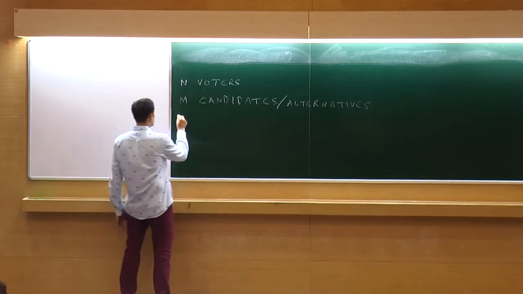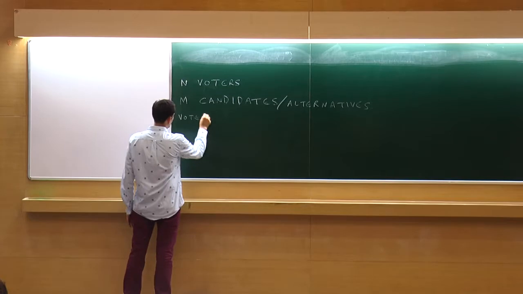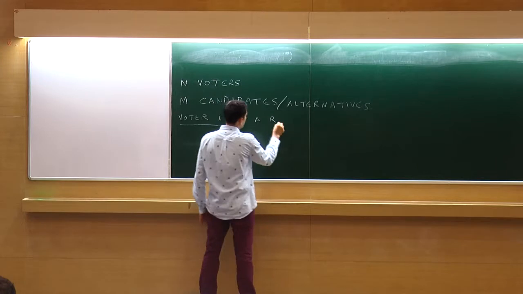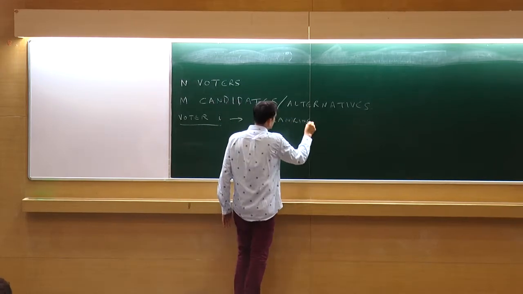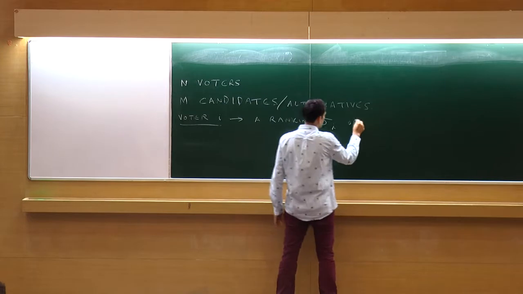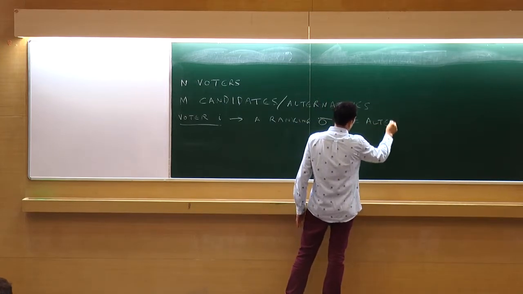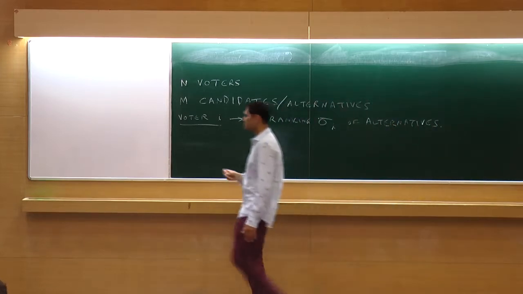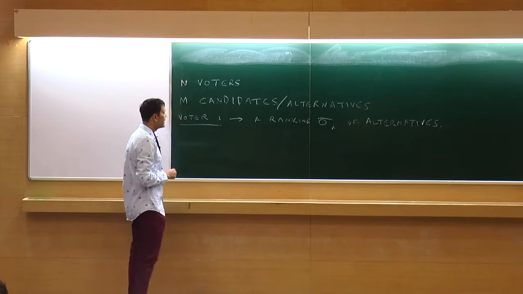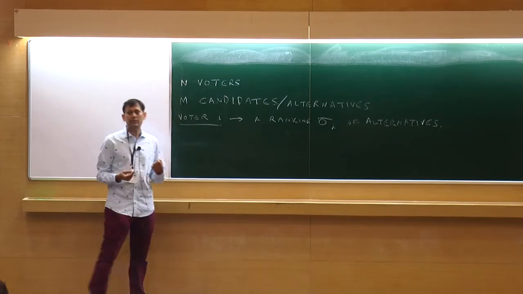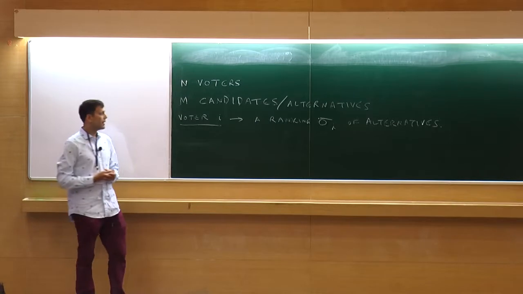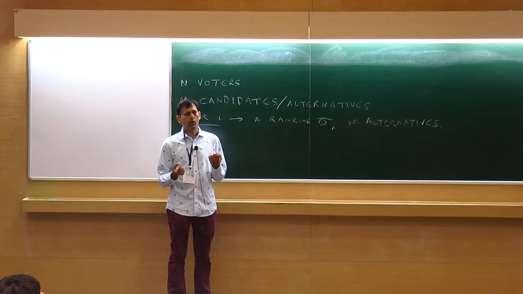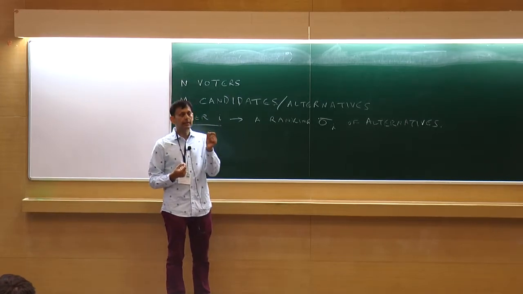Okay. So voter i gives you a ranking, or a permutation sigma i, of all the alternatives. Okay. So that's voter i. And then there's a social choice function. That's where the name social choice comes from, which takes all these rankings and produces either a new ranking or just a single winner.